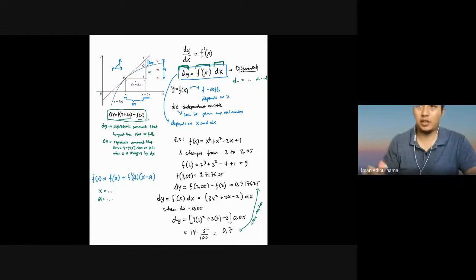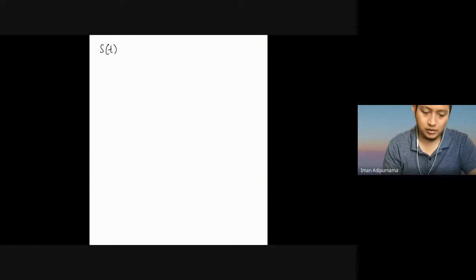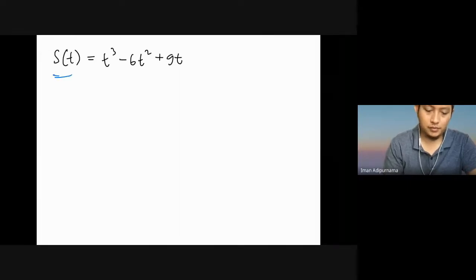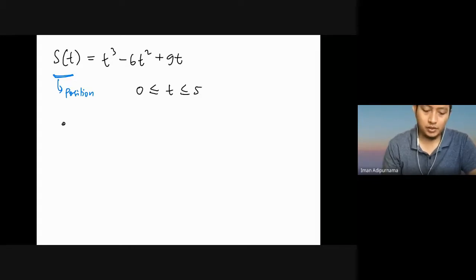Let me just write the problem first. You have a function of position, like in physics. You have t evaluated from 0 to 5 seconds. And the questions asked are the average velocity and then the average speed.